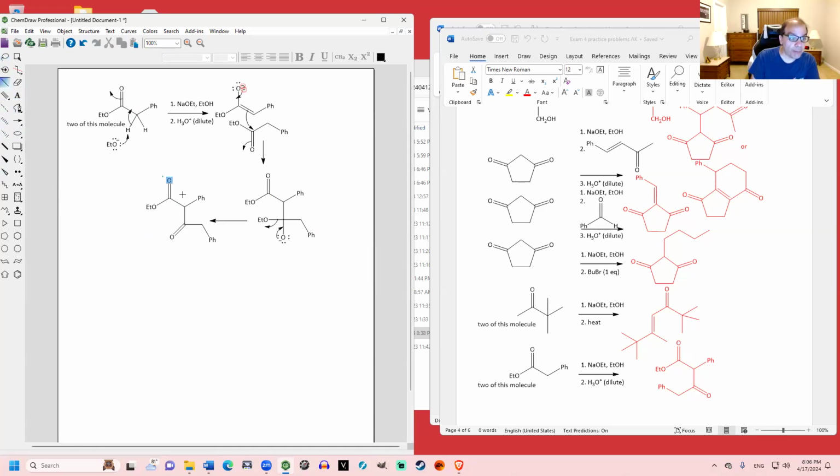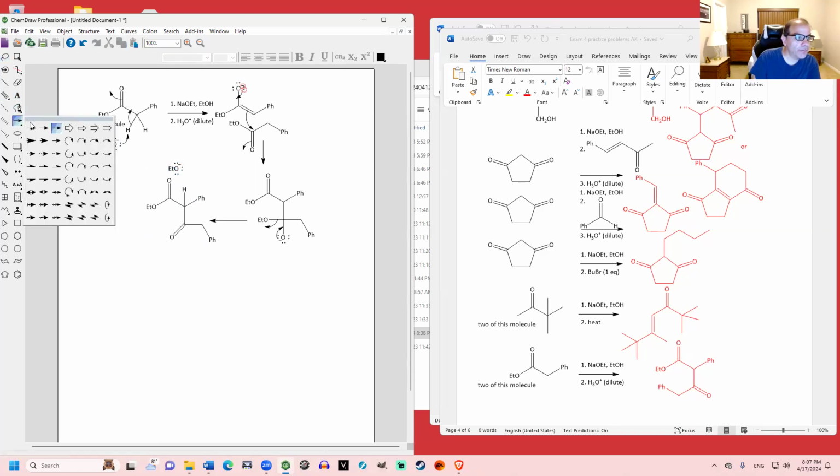Now, if we were actually writing out the mechanism for credit, we would have to show the next deprotonation, because we're still under alkaline conditions. So we have to show this deprotonation. It cannot be prevented as long as we're in alkaline conditions. That proton is particularly acidic because it's between two carbonyls. And that's always going to be the case for a Claisen condensation. Claisen condensations give you beta ketoesters.